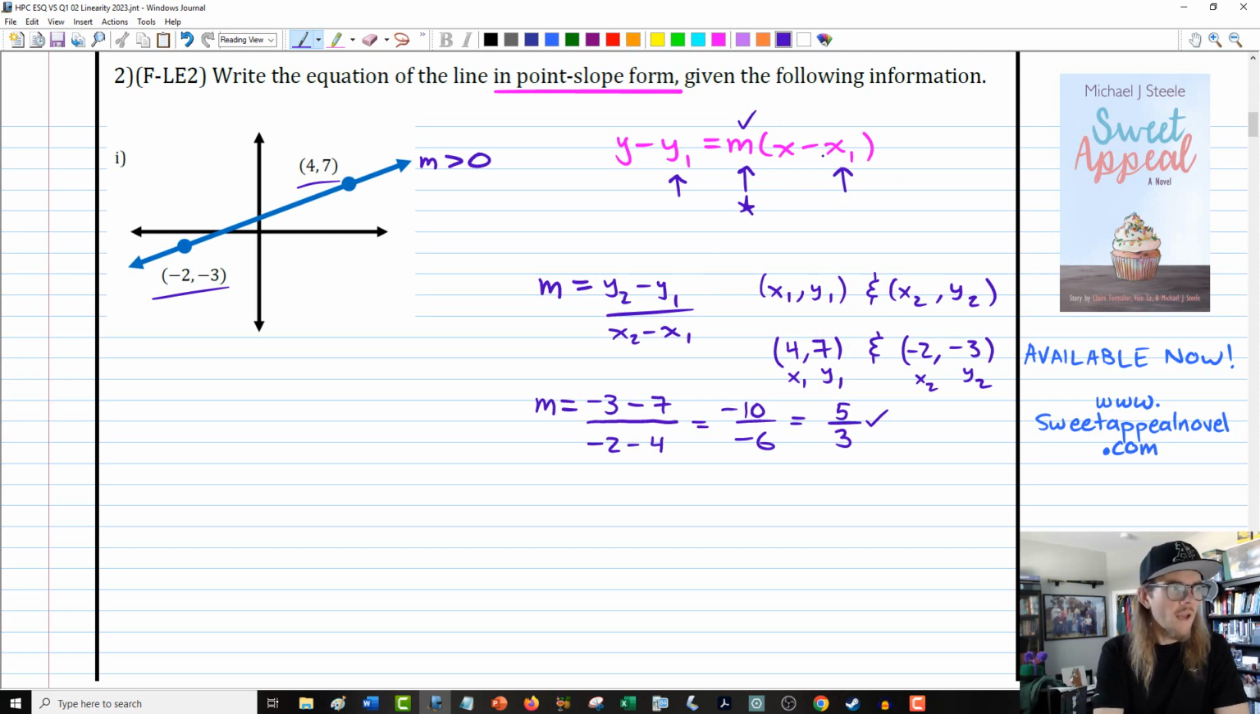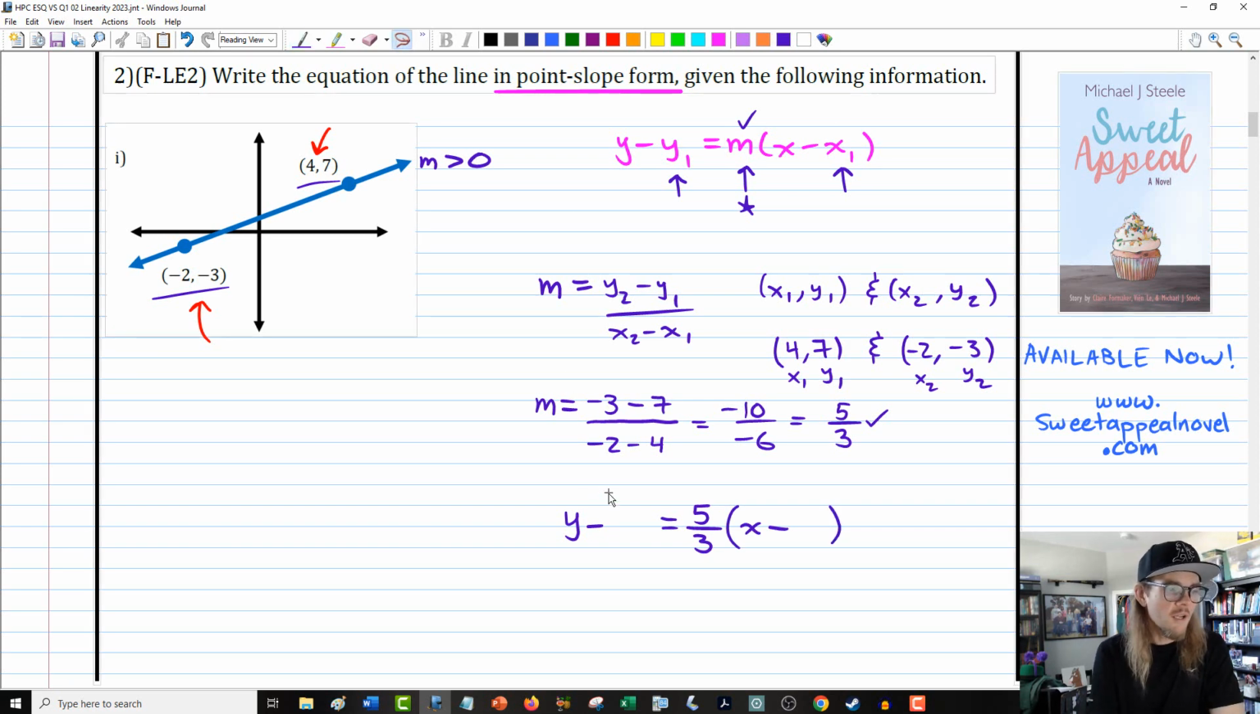But the truth is, we have 2 choices for points. We could choose this as our point to plug in, or we could choose this as our point. Doesn't matter which one we choose, not in the slightest. So what I'm going to do is I'm going to be clever about this. Since I have a computer here that allows me to copy and paste, I'm going to go ahead and write our equation as y minus something equals our slope, which was 5/3, times the quantity x minus something.